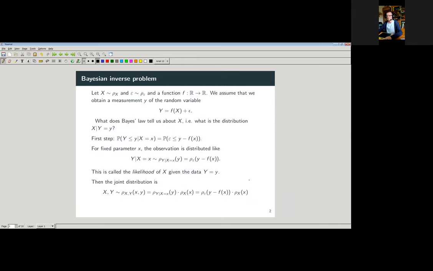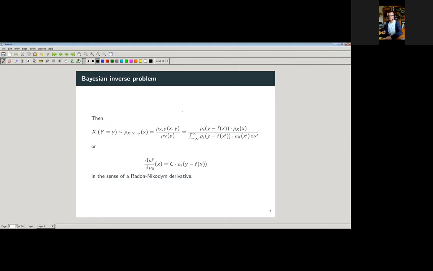Okay, that was some math. So you can write down explicitly what the distribution of X given the data is. And that was this formula, which we will see again later. So this is Bayes' law. This is the prior. This is the likelihood.